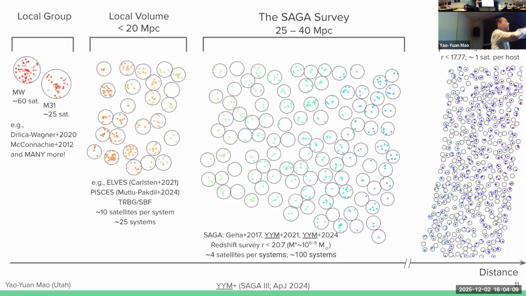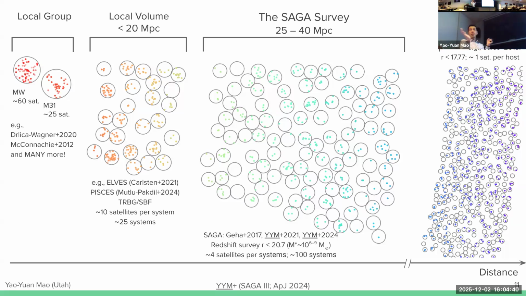So as you move further and further away, the number of satellites you find in each system drops. And not because there are fewer satellites in those systems, it's just because you can only see the bright ones. So once you go to the Local Volume, you start to only see about 10 satellites per system. You see the 10 brightest satellites. Once you go to about 25 to 50 megaparsec, you see about 4 satellites per system. And if you go to using SDSS, then you see at most 1 satellite per system for the Milky Way. So I'm talking about Milky Way type of galaxies in those regions.